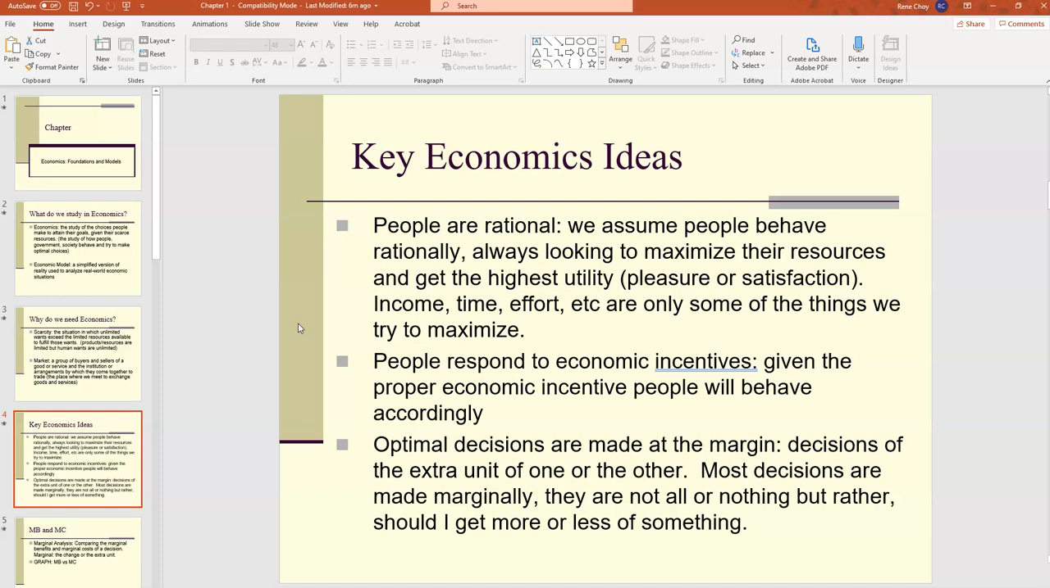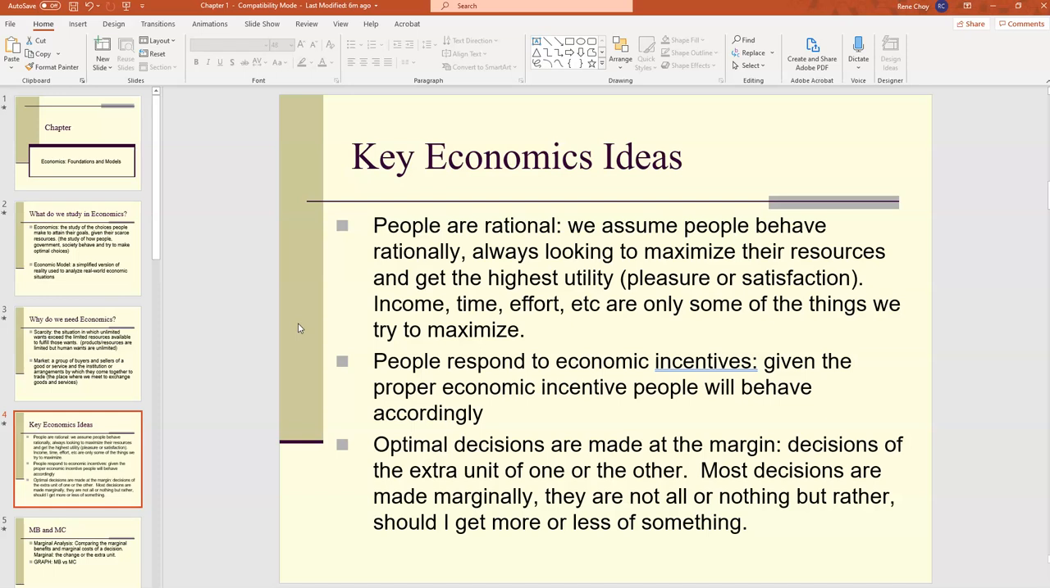We like to assume that people respond to economic incentives. So given the fact that you have a particular economic incentive, you will behave accordingly, and we can therefore model that behavior because we have studied, say, similar behaviors in the past.